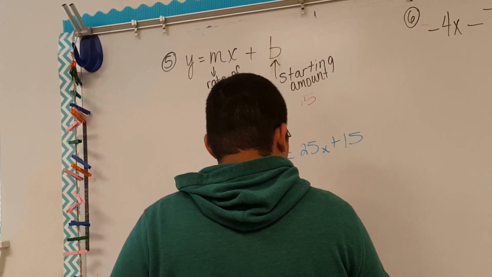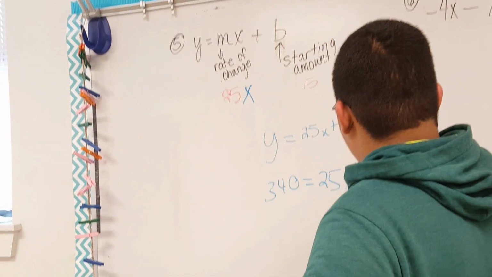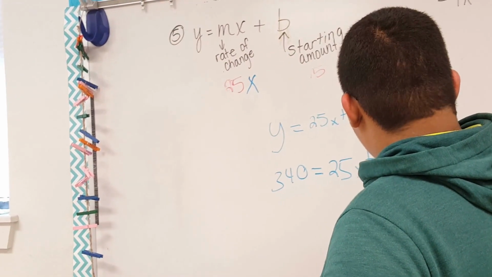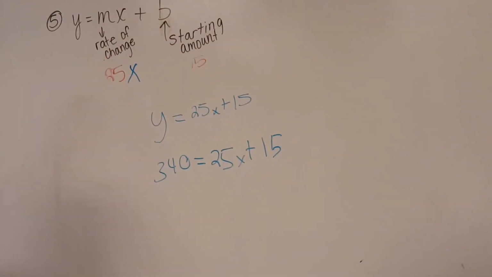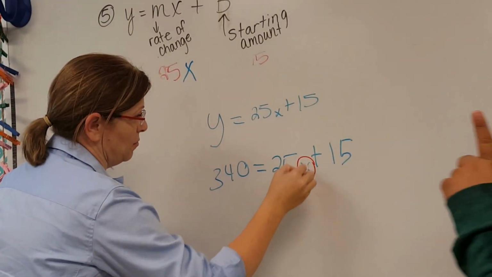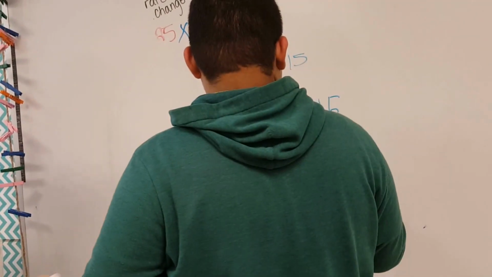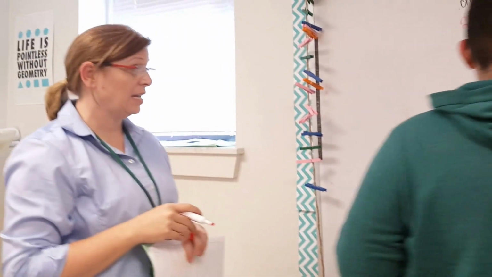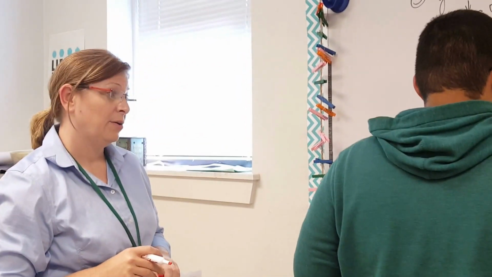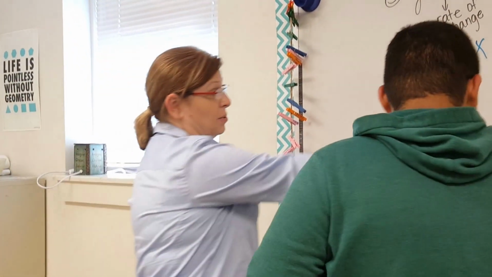Yes, that's the total amount that he gets. Good. And how would you go about solving for X? Because it wants us to write the equation, and you've done that. 340 equals 25 times X plus 15. No, that's a common error, but no, we want to get rid of the plus 15 first.